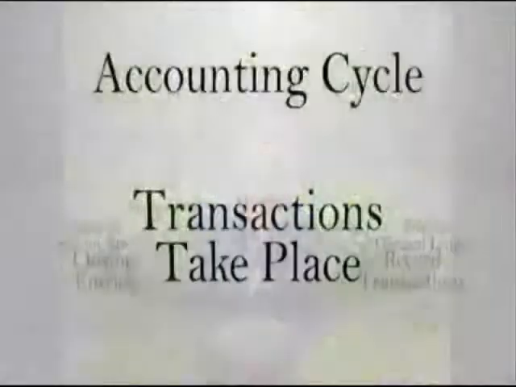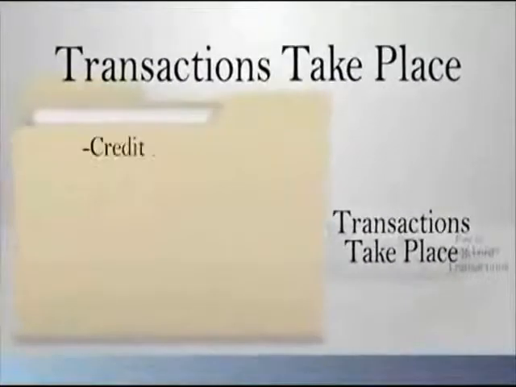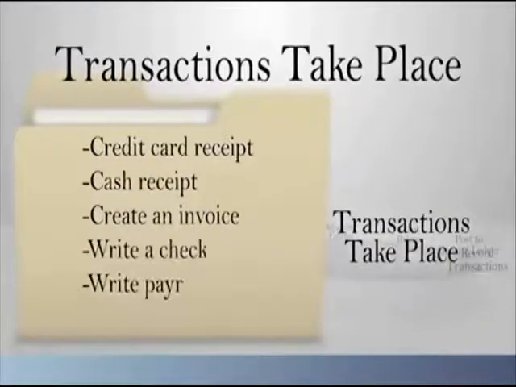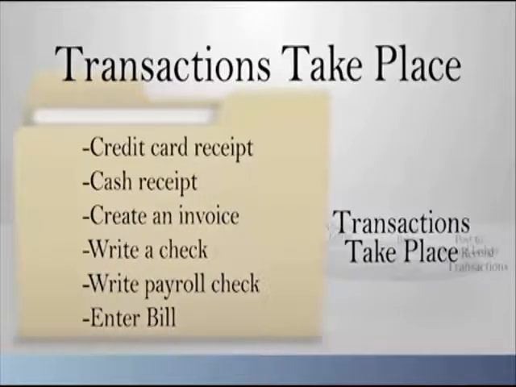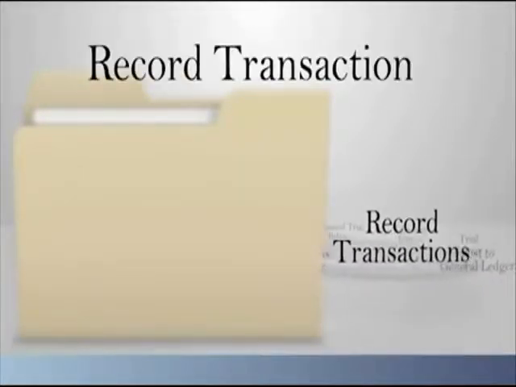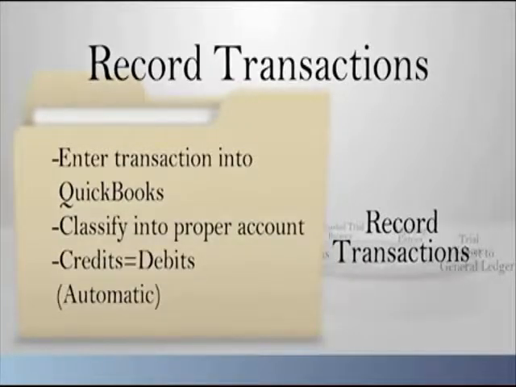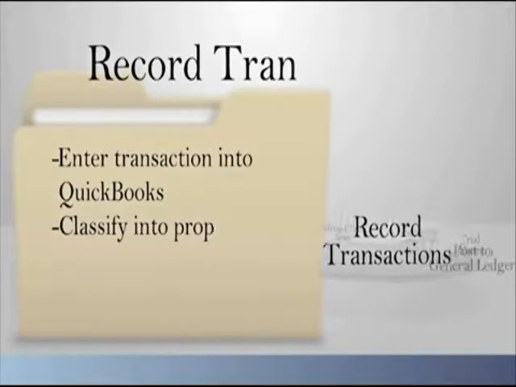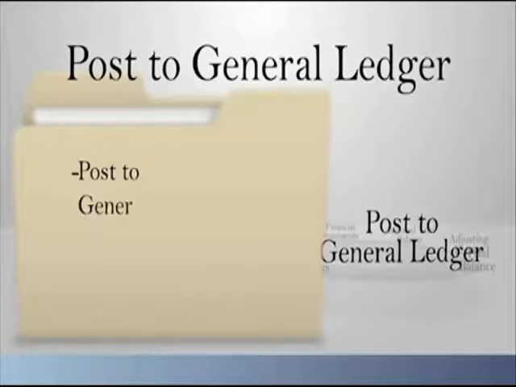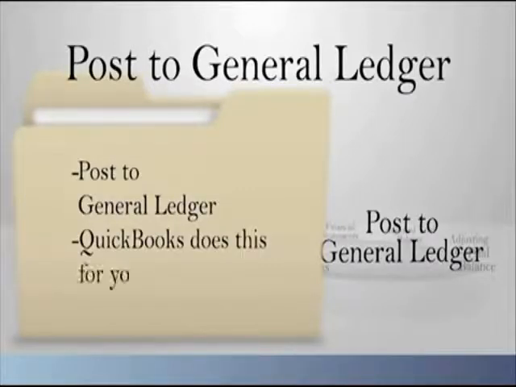In more detail, transactions taking place includes creating a cash receipt, creating an invoice to a customer, writing a check or a payroll check, or receiving a bill from a vendor. Then you take these recorded transactions and enter them into QuickBooks, and you assign them to an account, whether it's an income account, expense account, or balance sheet account. Then you need to post your accounts to the general ledger, and QuickBooks does this all automatically for you.